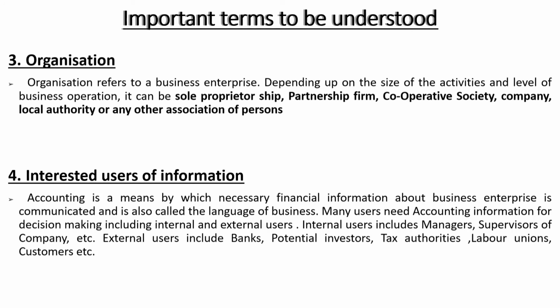In the first video, we have discussed the stakeholders of the business organizations. Here we are discussing the people who are interested in the information provided by accounting. Accounting information is necessary for decision making. It is of great help to the internal and external users of the business organization. Internal users are the managers, supervisors. External users include banks, potential investors, tax authorities, labor unions, customers, etc.